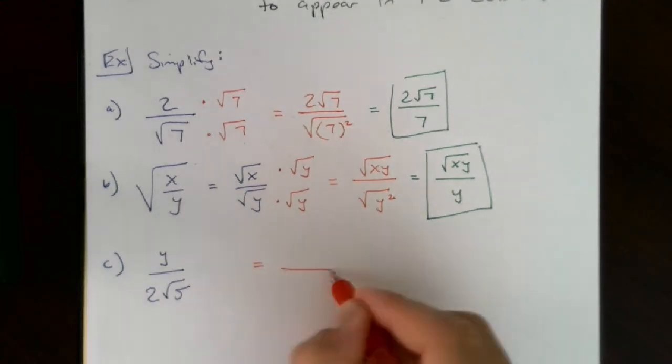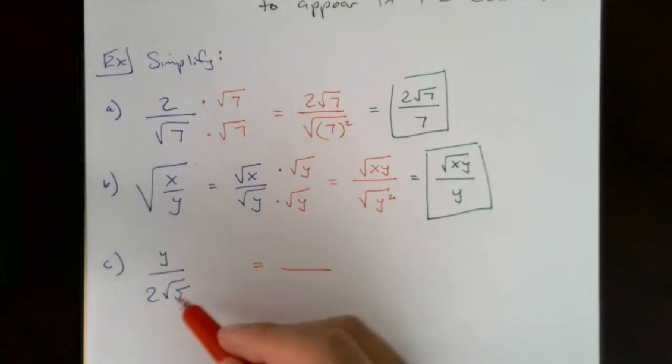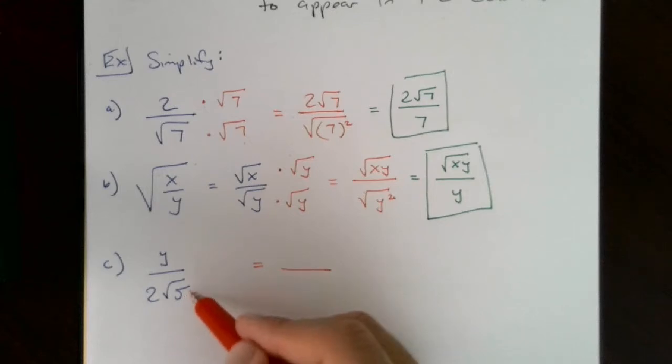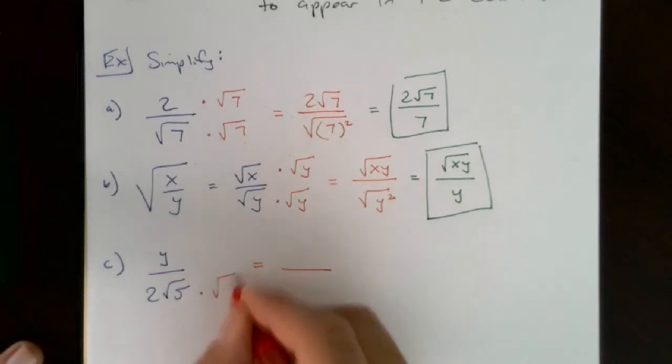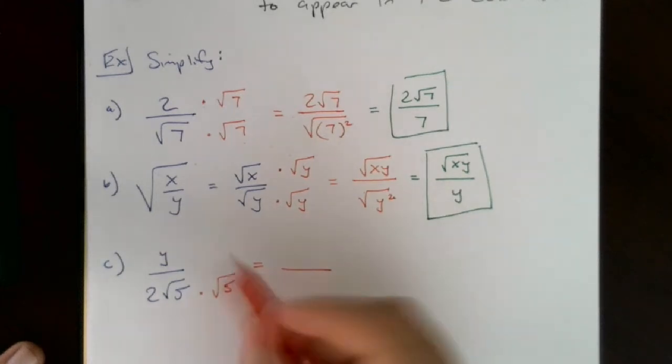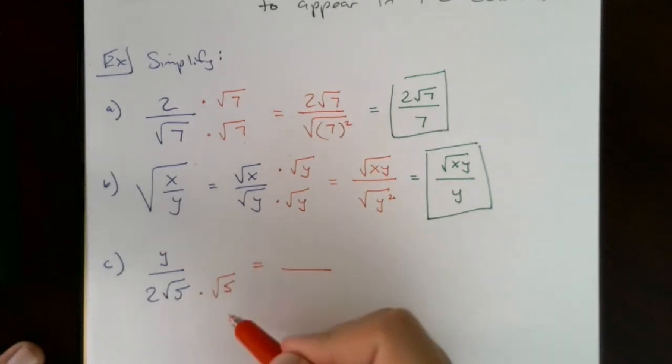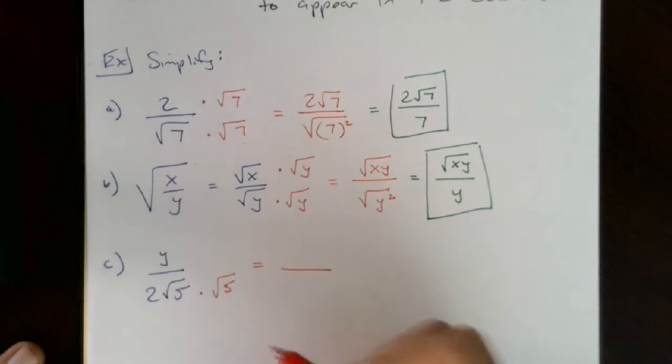So I want to come up with a fraction that doesn't have any radicals in the denominator. Well, the 2 is okay, but how do I make square root of 5 look like the square root of a perfect square? Well, I really want to make this a 5 squared inside of the radical, so I have to multiply by the square root of 5, because when you multiply together, you get 5 times 5, the square root of 25, or just the square root of 5 squared.